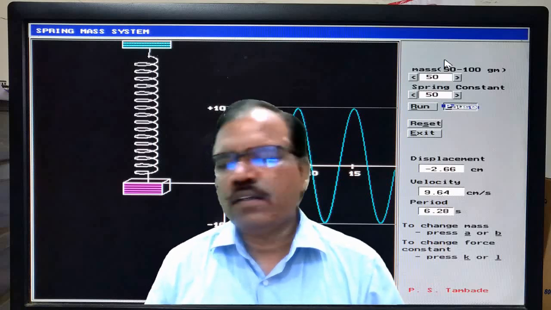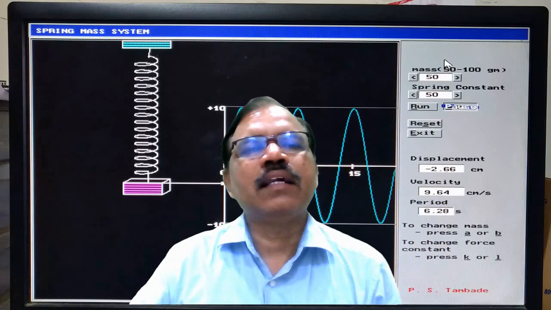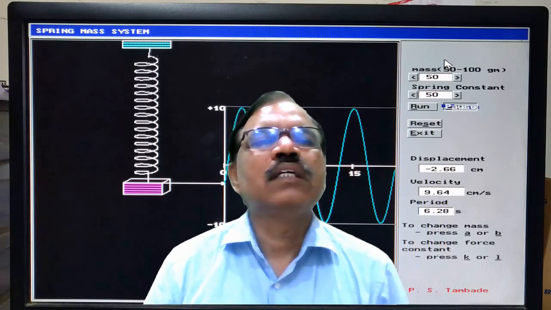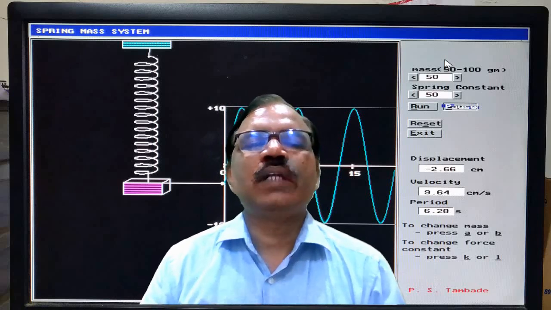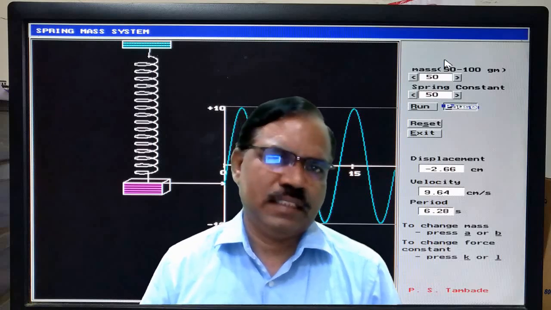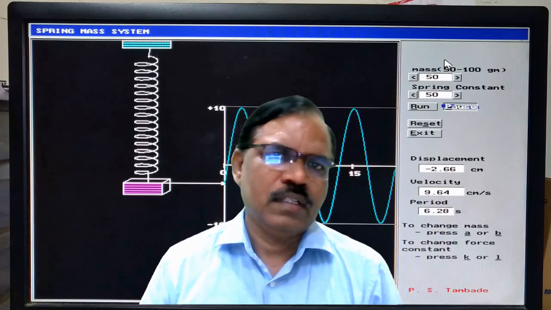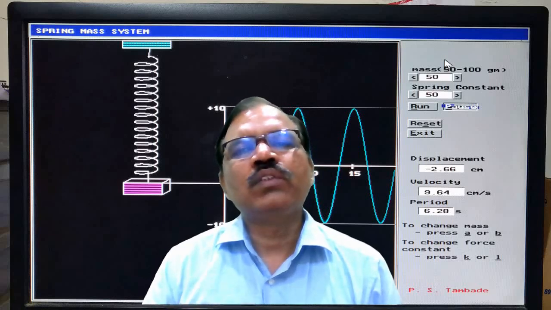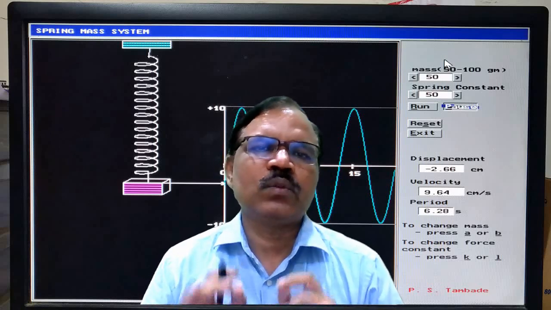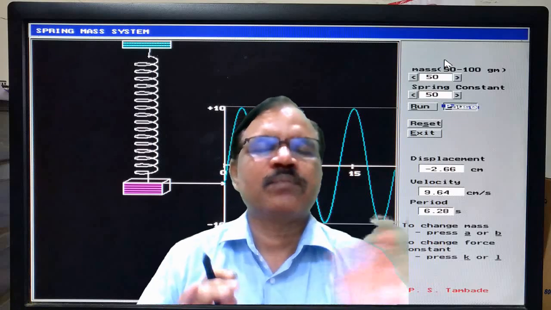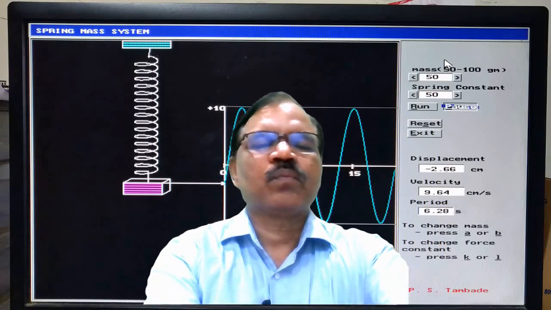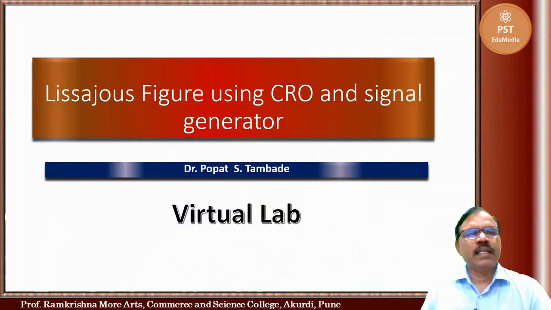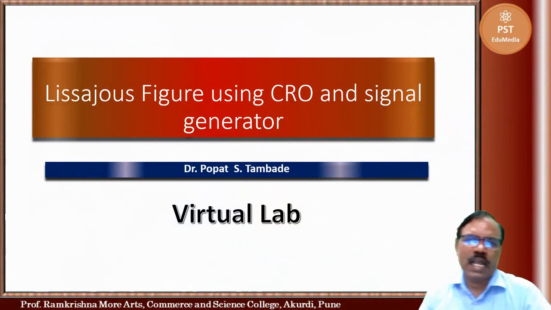In this lecture I am going to discuss a virtual lab experiment on Lissajous figures. Here I am going to use CRO and signal generators to demonstrate Lissajous figures. So let us go to that experiment: Lissajous figures using CRO and signal generator. This is virtual lab.